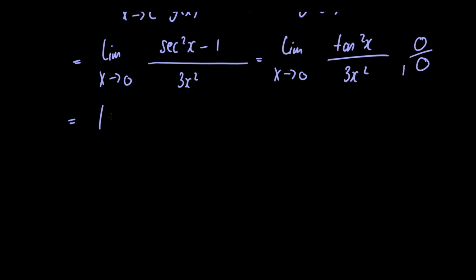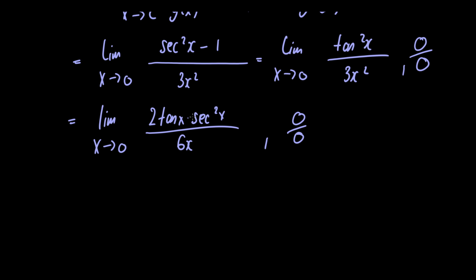Doing so, we have the limit as x approaches 0 of, now the derivative of tangent squared of x is just 2 multiplied by tangent of x multiplied by the derivative of tan of x, which is just secant squared of x, divided by the derivative of the denominator, which is just 6x. Again, if we just let x tend to 0, we're going to have a limit of indeterminate form 0 over 0, as tangent of 0 is equal to 0, and anything multiplied by 0 is also 0. So let's apply L'Hopital's rule for a third time and see if we can solve this problem.